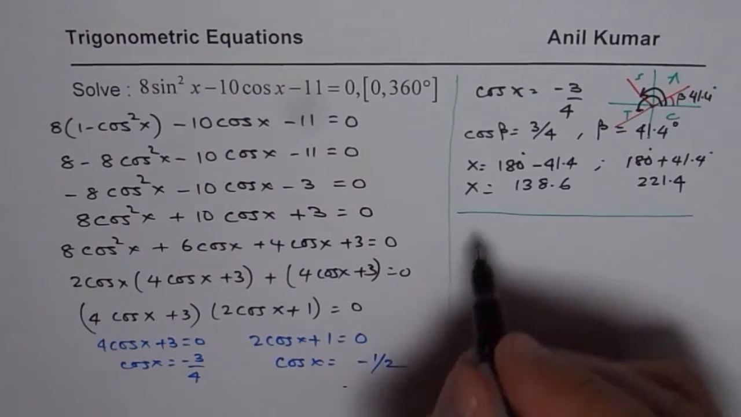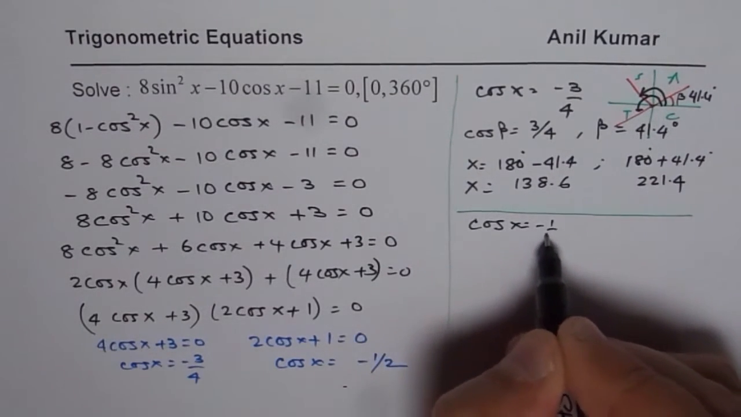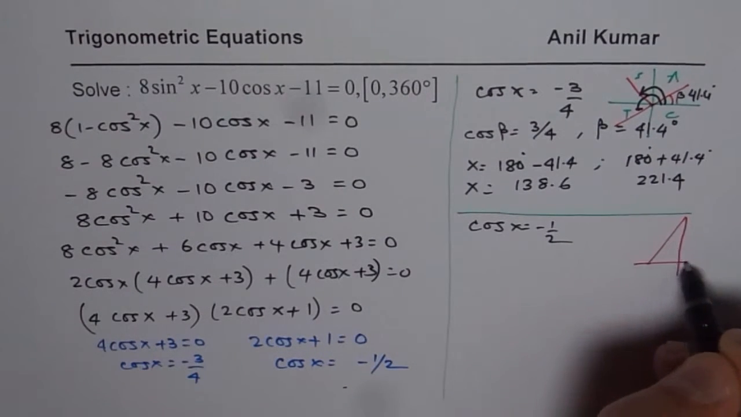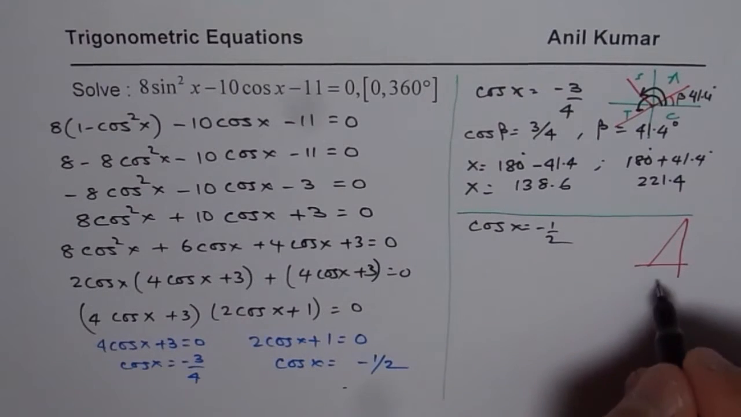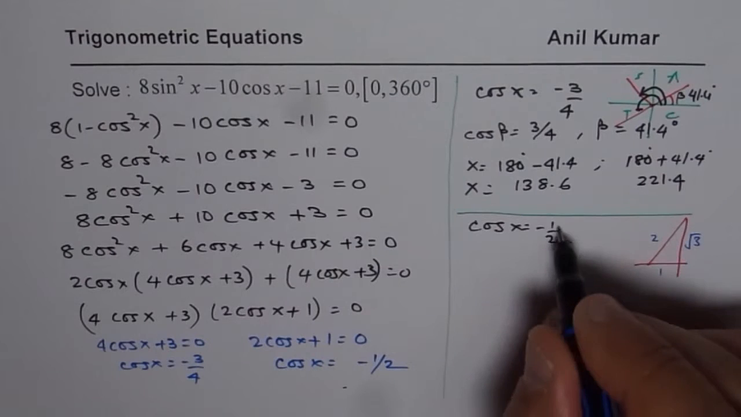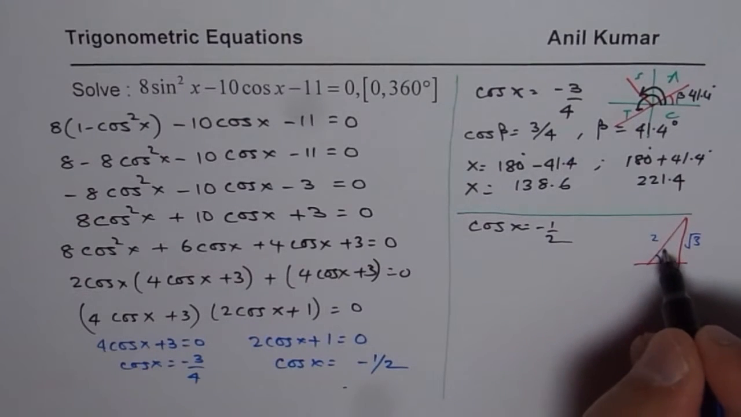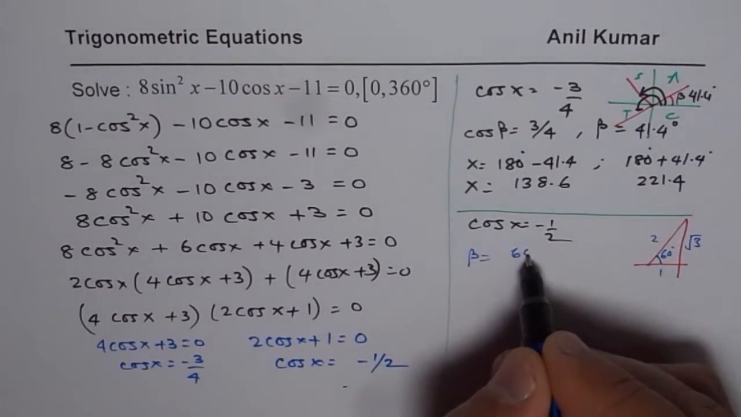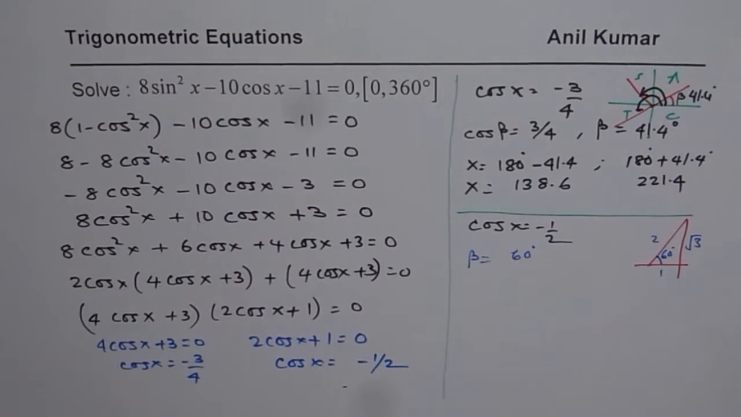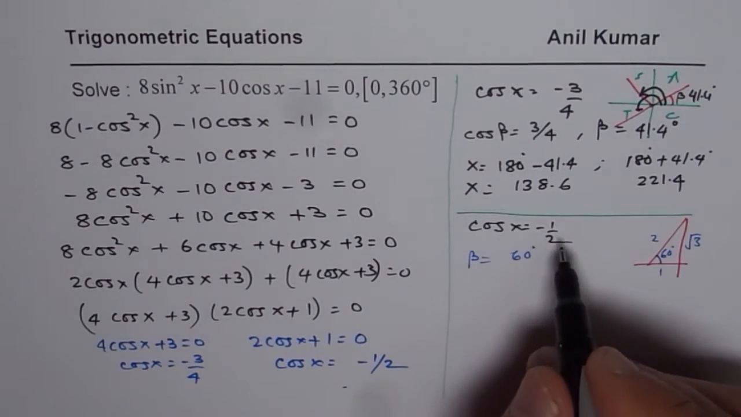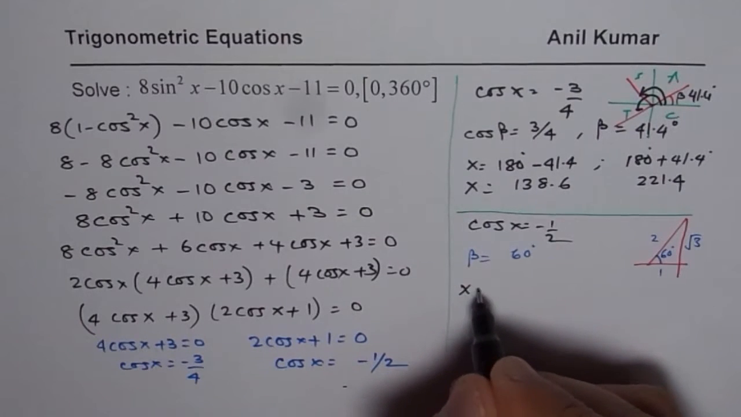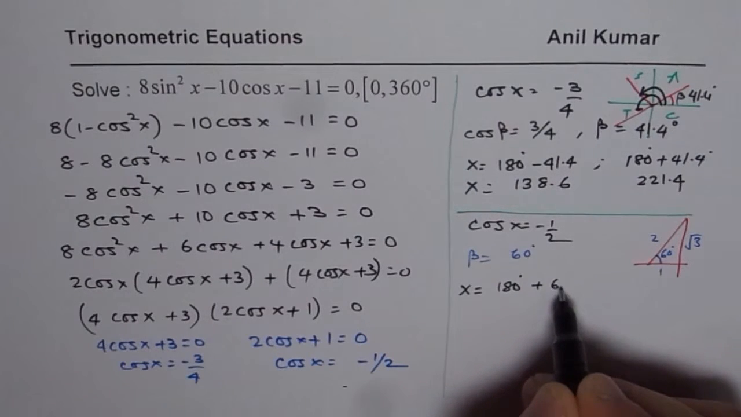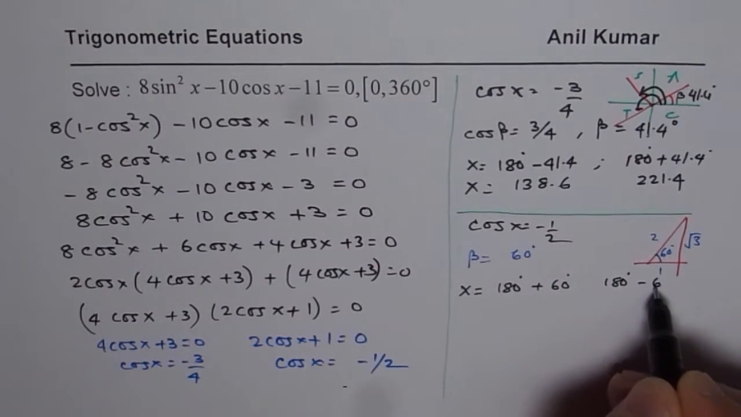Now let's analyze the second factor, which is cos x equals minus half. You can also use special triangles. We'll apply the second strategy using special triangles. So you know the special triangle 1, 2, square root 3. Cos of half means we're looking for this angle, which is 60 degrees, right? So we know beta, the acute angle for us, is 60 degrees. Is it okay? Now what is the angle? Because cos is negative in quadrants 2 and 3, the angle x will be equal to 180 degrees plus 60 degrees or 180 degrees minus 60 degrees, right?